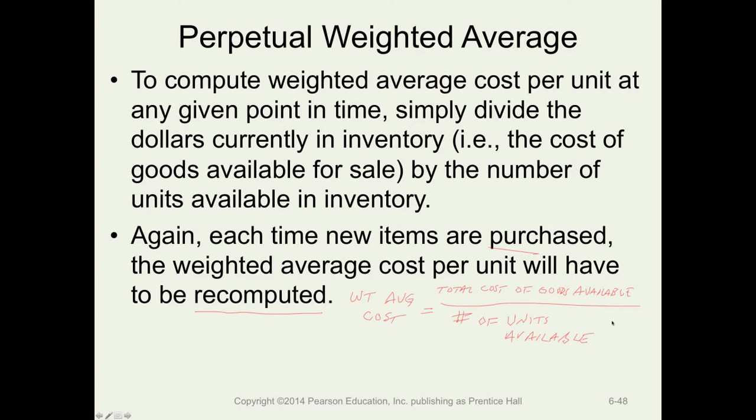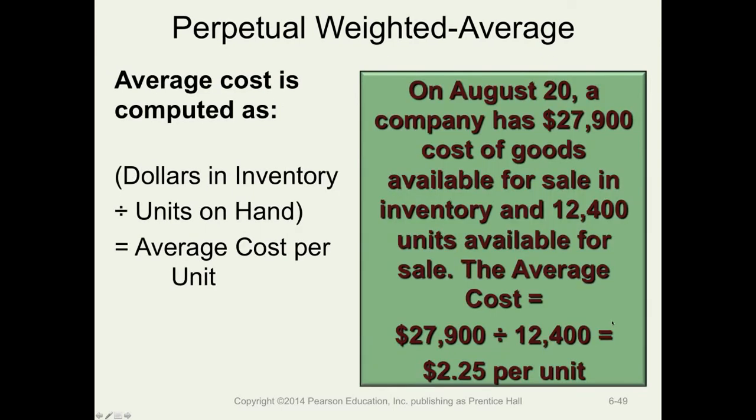So here's a very simple example. Let's assume that on August 20th, and again, we're breaking away from our continuing illustration, but just to make sure that we've got a good handle on weighted average, the company has $27,900 of goods available for sale, and they have 12,400 units available. The average cost is $225. A very simple illustration, but that's all we need to do.